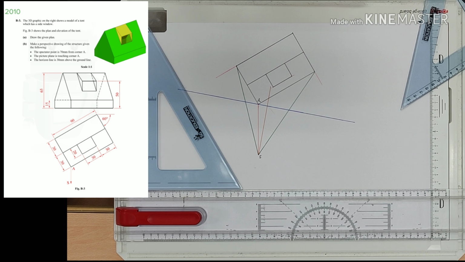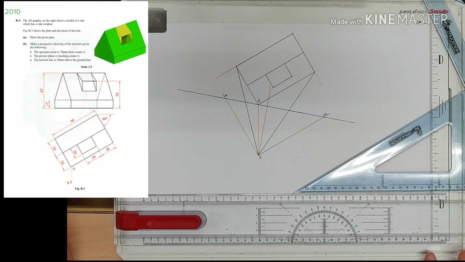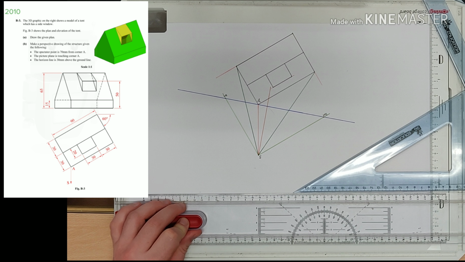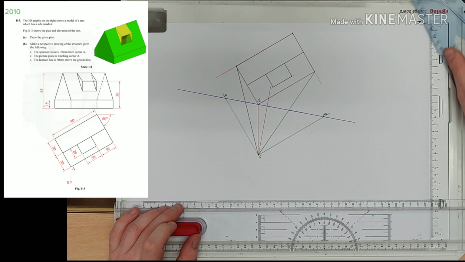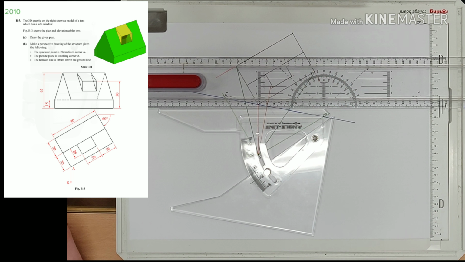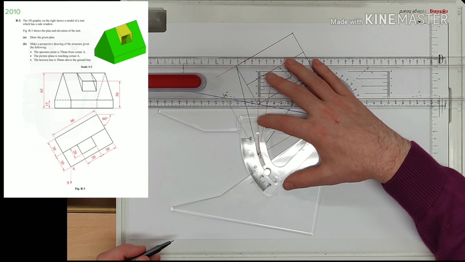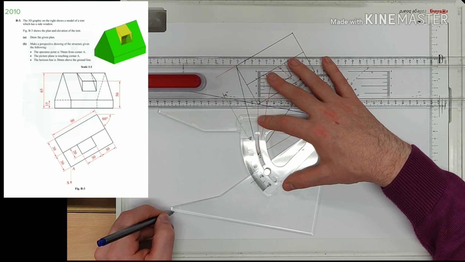Okay, so with that discovered, we now need to find our ground line and our horizon line. Best practice would always be to start with your ground line, then your horizon line. It's easier to gauge your distances if you start with the ground. So you always try and place the ground as close to the bottom as practically possible. So I'll draw my ground line in around here.